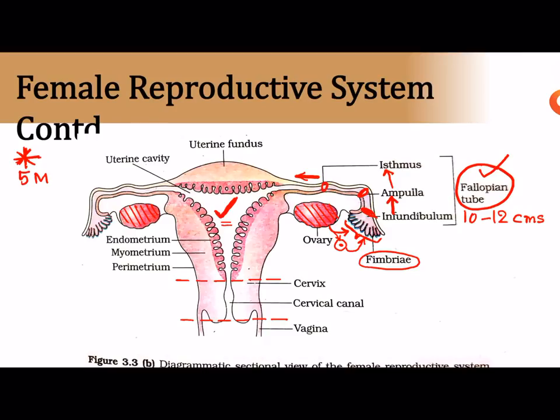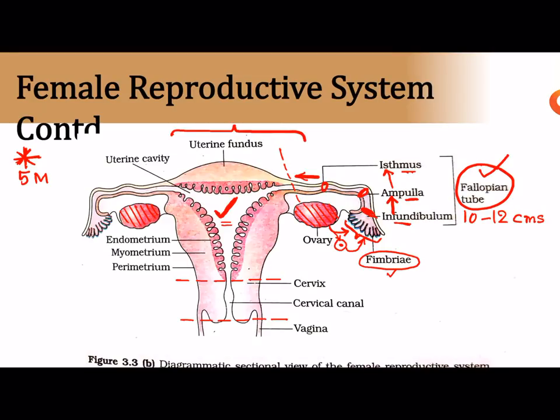Now, what are the parts of the fallopian tube? You start with the infundibulum, which has finger-like projections called fimbriae, and then the broader part which is called the ampulla, and the narrow part which is called the isthmus. And where does the isthmus join? It joins the uterus.